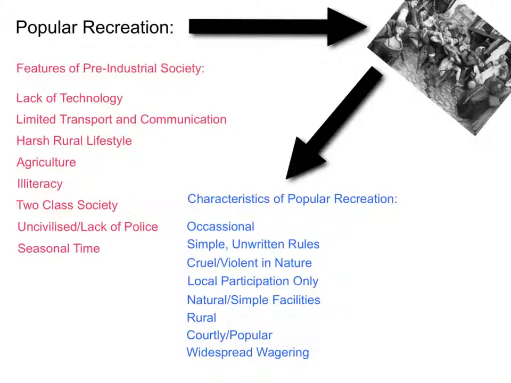If you are able to identify the features of pre-industrial society and link these to the characteristics of popular recreation, you should be well equipped to attempt any question on this topic area. Remember that popular recreation refers to sport or games prior to the Industrial Revolution. That concludes the topic in 10 minutes for popular recreation.